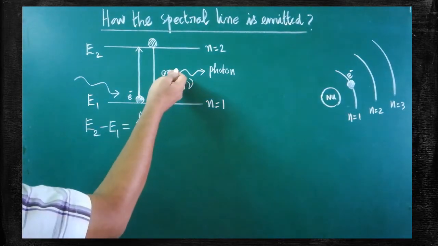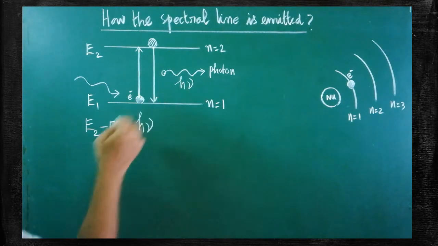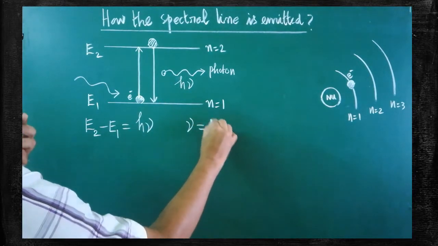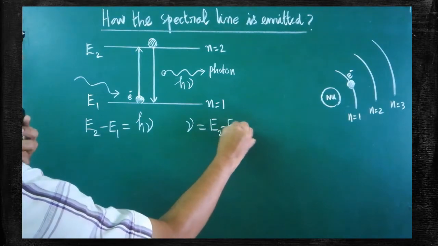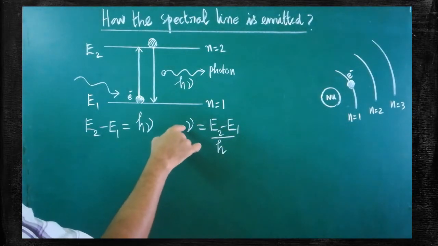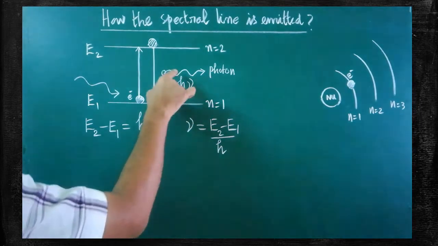If you want to calculate the frequency of the emitted spectral line, we can use the formula nu is equal to E2 minus E1 divided by h. So by using this expression, we are able to calculate the frequency of the spectral line.